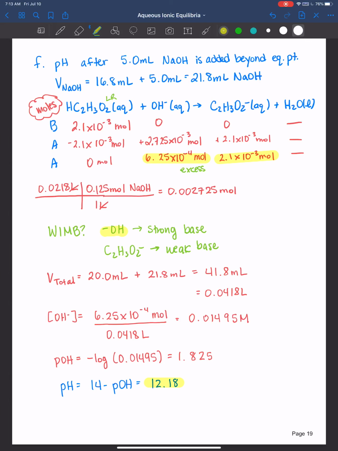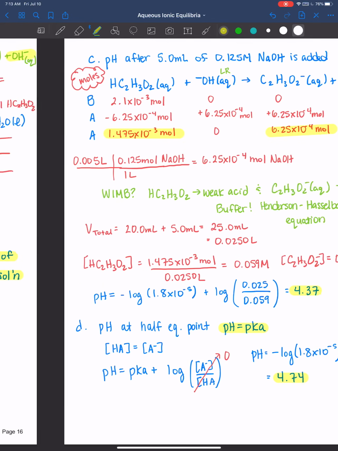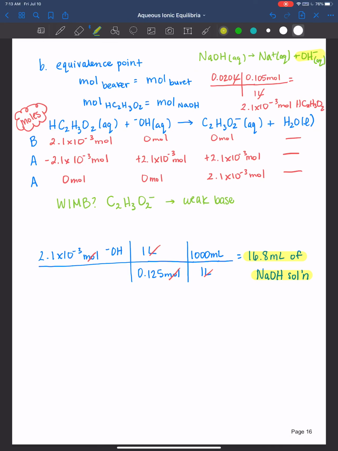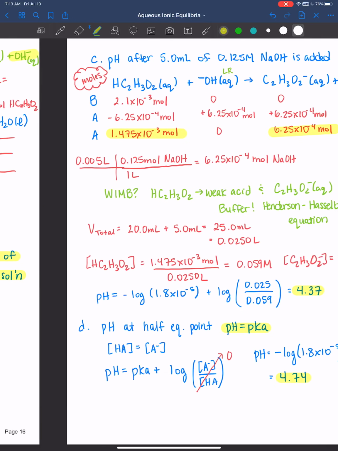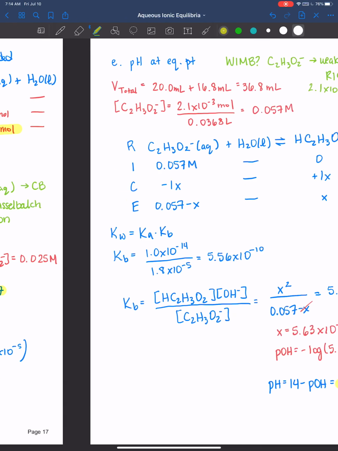All right, so the final thing that we must do here is to plot the titration curve. So we need to take all these data points. The initial pH is 2.86, so that's before anything was added. At the equivalence point, we add 16.8 milliliters of sodium hydroxide. After 5 milliliters of base, we have a pH of 4.37. At half the equivalence point, which is about 8.5 milliliters, we have a pH of 4.74.